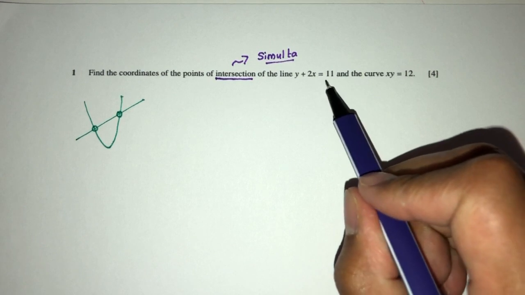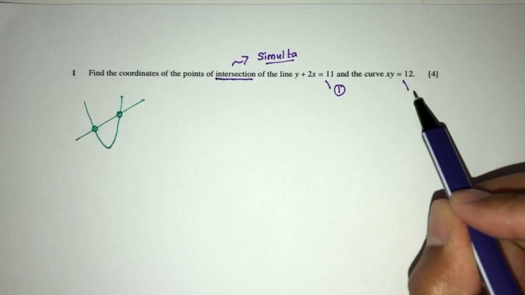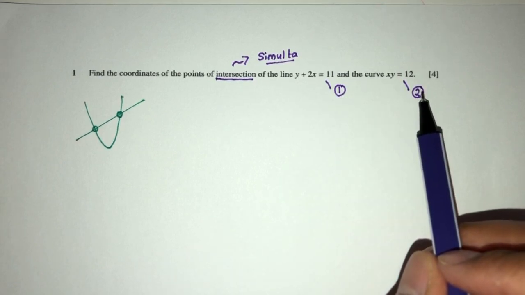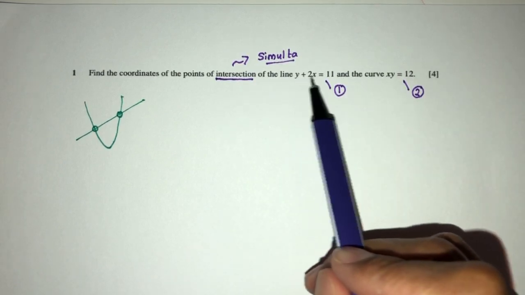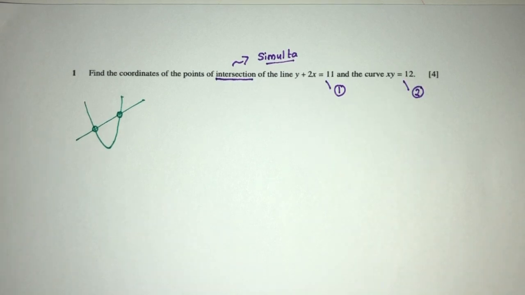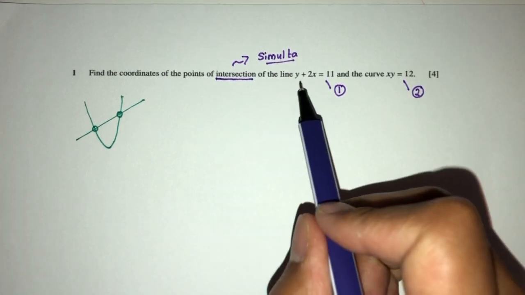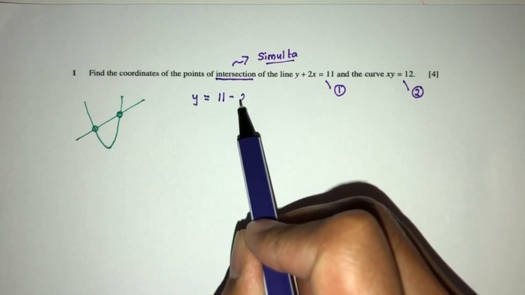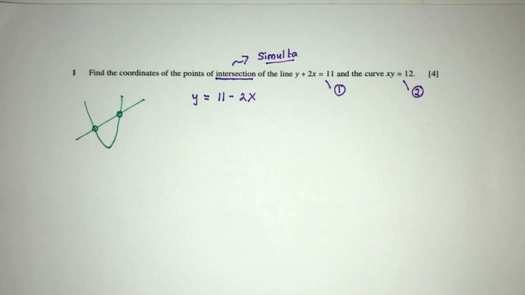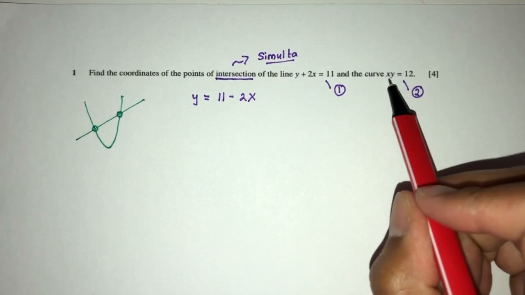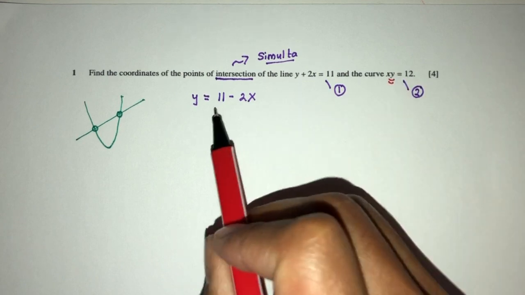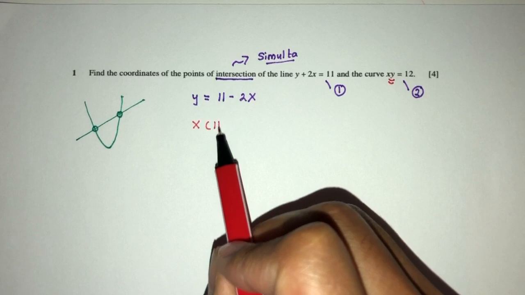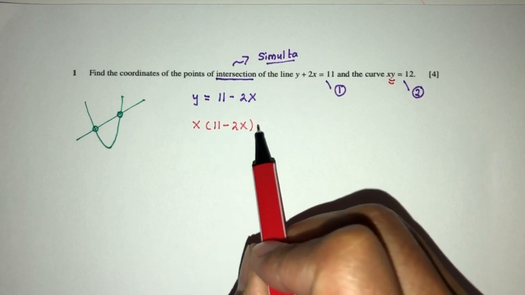Now, this is my equation number 1. This is my equation number 2. Now we will have 2 equations that we can use to find the 2 unknowns we have to find in the equations. So, in the first one I can make y the subject, so y can be 11 minus 2x. Now in this one here I have x and y, right? I can replace y by 11 minus 2x. So you'll have x times y, which is now also 11 minus 2x, is equal to 12.